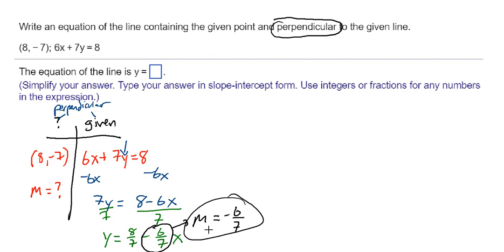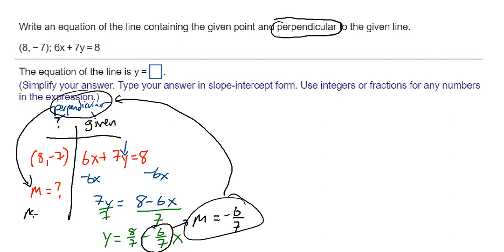So that's the slope of the line that I was given, but this time that is not the slope that I'm going to use in my formula to find the equation of this other line, because this time it's perpendicular. What would the slope of a perpendicular line have to be then? It's going to be not negative 6 over 7, it'll be 7 over 6.